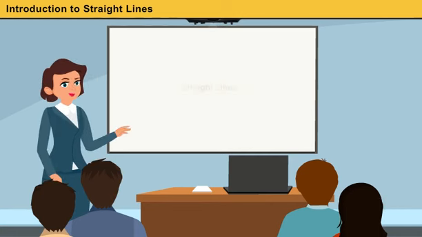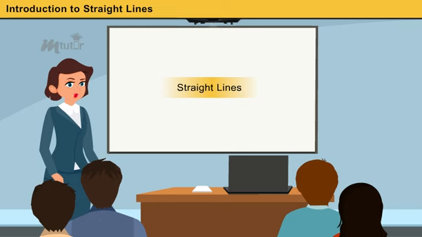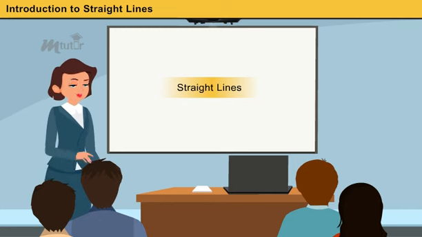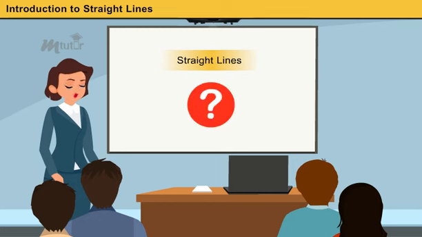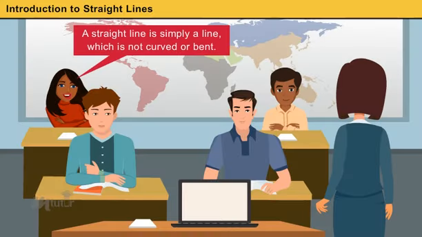Hello students, welcome to our class. I am here to teach you the chapter straight lines. Let's begin our class. First, can anyone tell me what is a straight line? Simply, a straight line is a line which is not curved or bent.